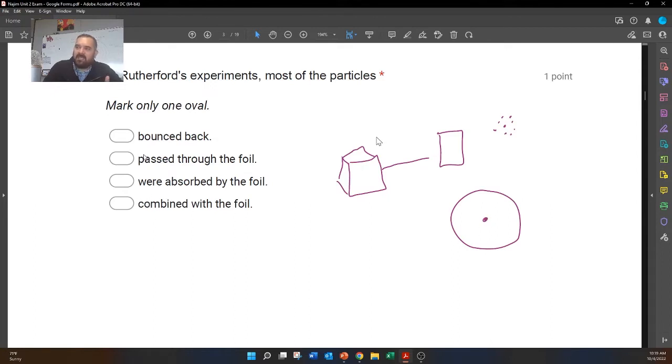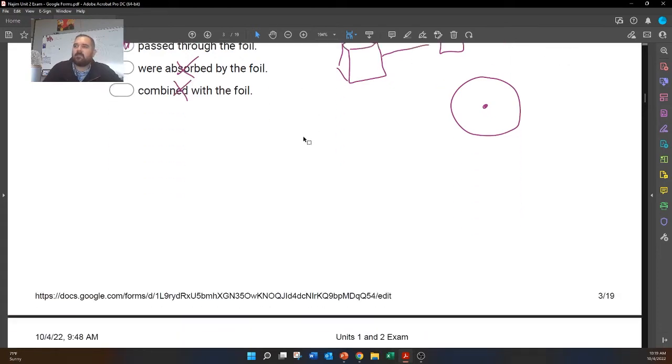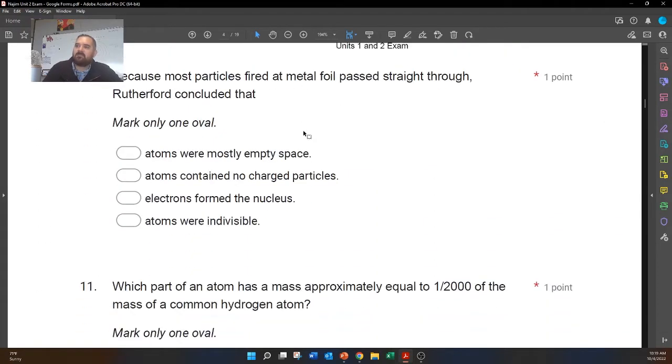And so to answer this question, they didn't bounce back, they weren't absorbed by the foil, and they didn't combine with the foil. They passed right through it. Because most particles fired at the metal foil passed straight through, Rutherford concluded that atoms were mostly empty space. So none of these are true.